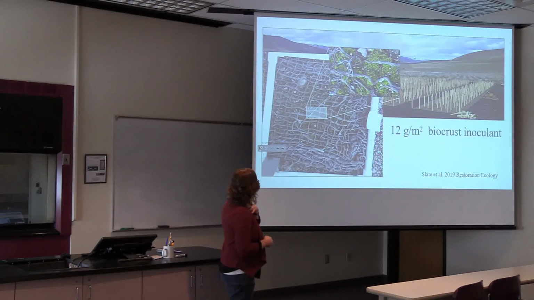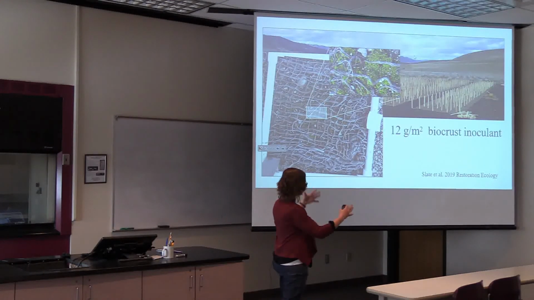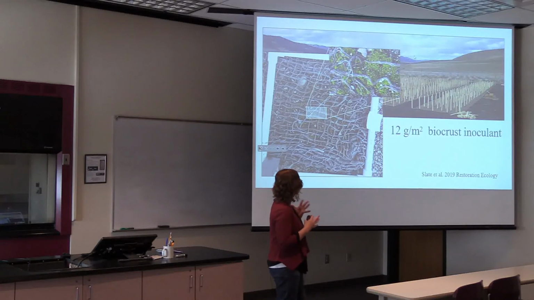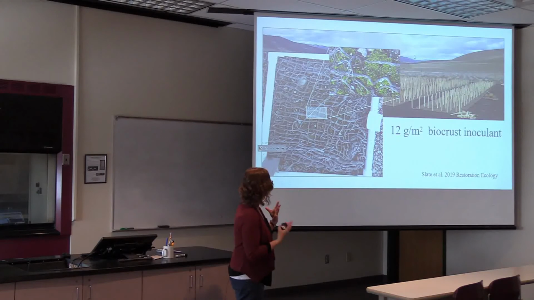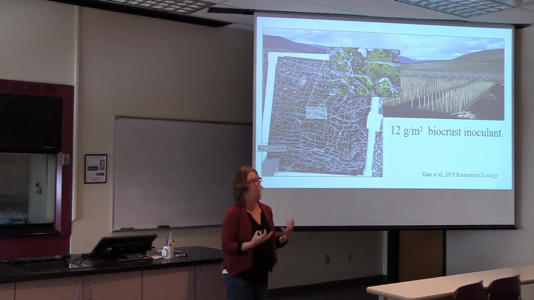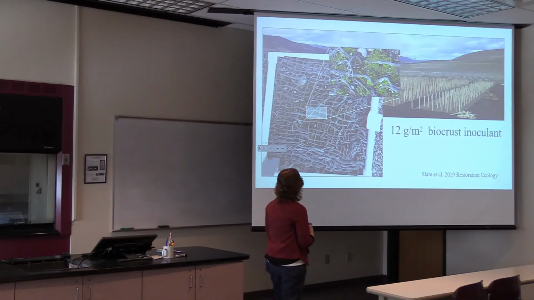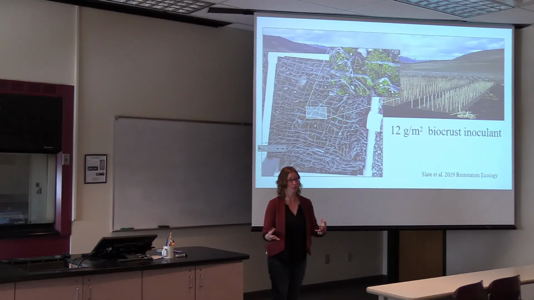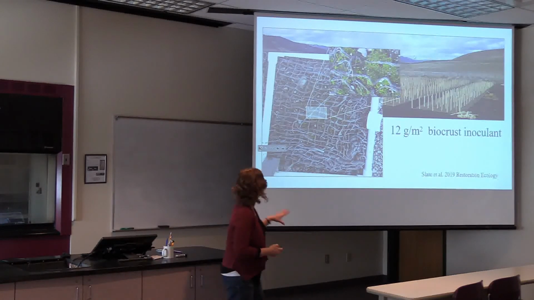And we added BioCrest fragments, and we found that we could reestablish BioCrest in these plots using only 12 grams of BioCrest fragments per meter square. And so that's like the amount of tea you might use for a pot of tea. So not a whole lot. If you use more BioCrest fragments, it does establish faster, but we could do it even with this minimal amount. And so we were very excited by that.